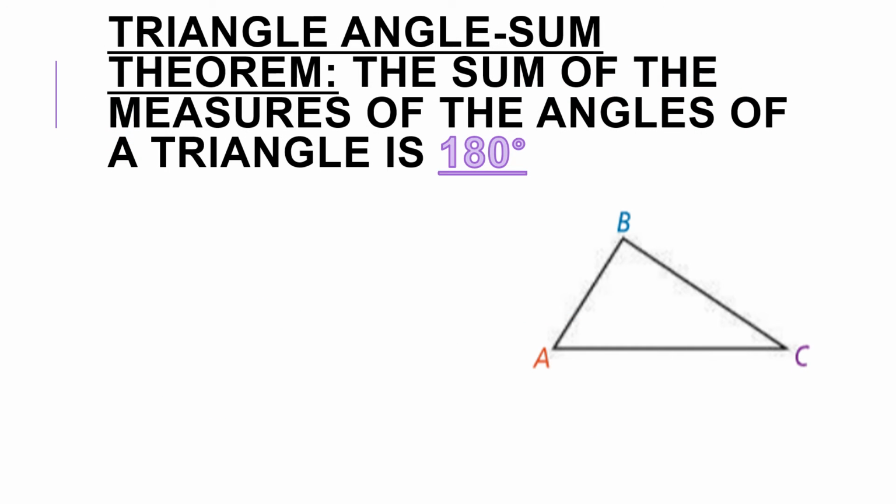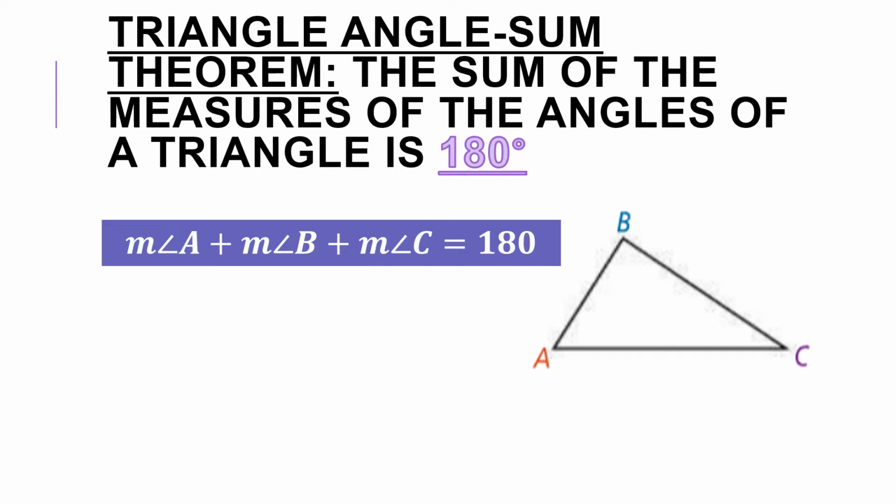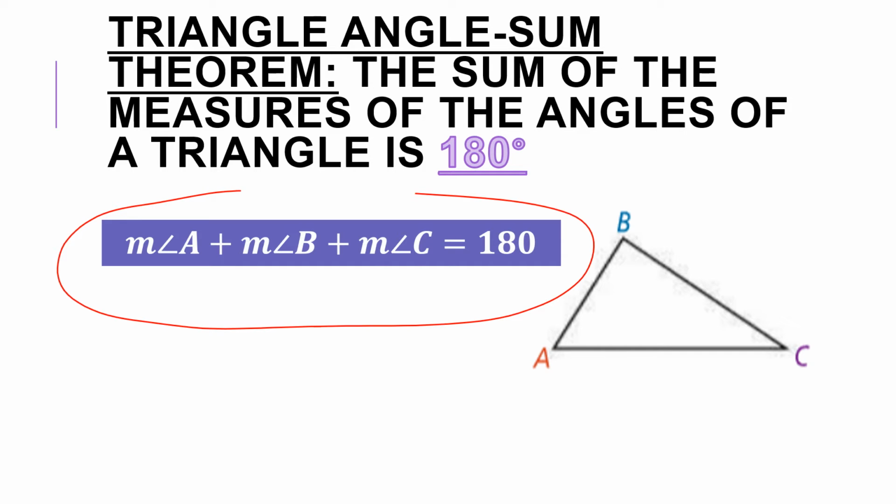The triangle angle sum theorem, which is 3-11, says the sum of the measures of the angles of a triangle is 180 degrees. You can write down this part here: the measure of angle A plus the measure of angle B plus the measure of angle C equals 180 degrees.